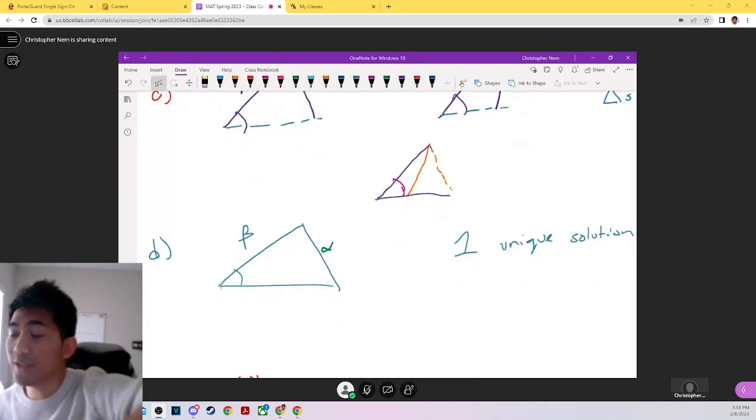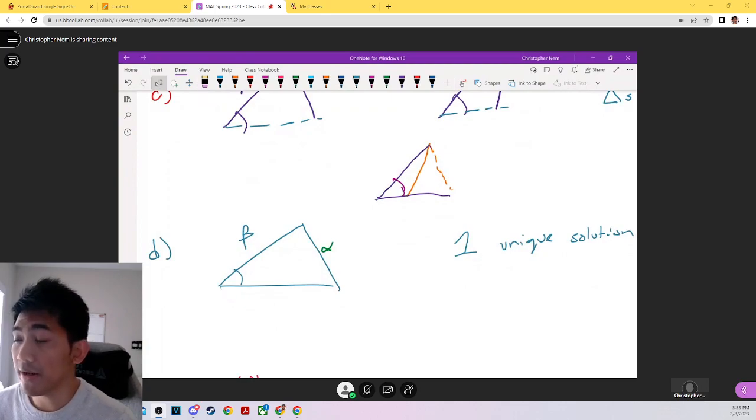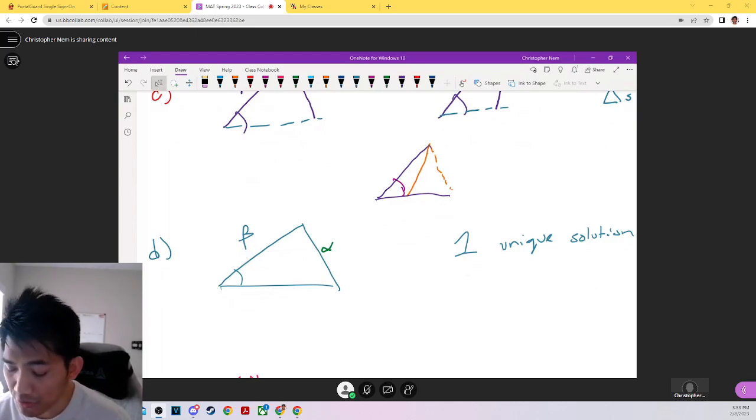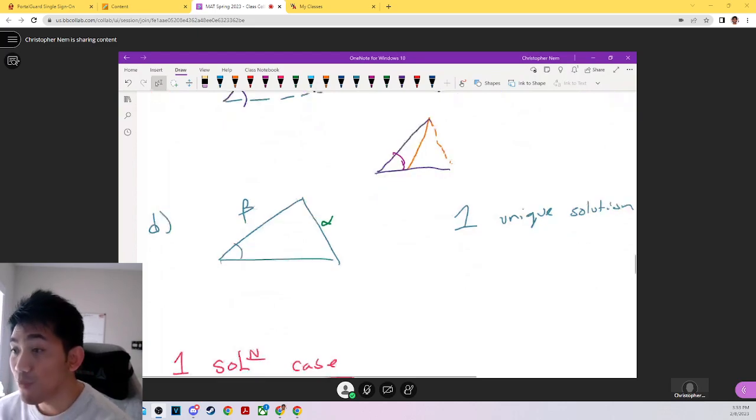The alpha cannot swing the other way, because if I swing it the other way, it'll change that predetermined angle measurement. So this way you have one unique solution. So let's show an example of how we can use the law of sines for this. Let's say we have the one solution case. Well, in this problem right here, I don't have angle measurement B.